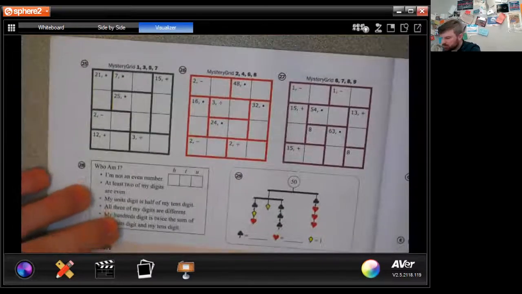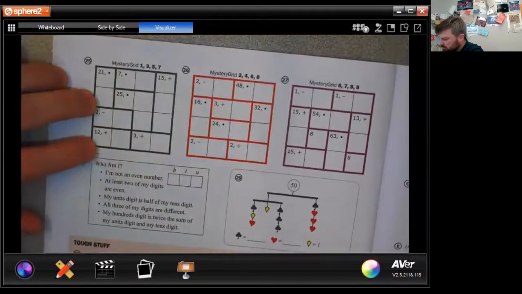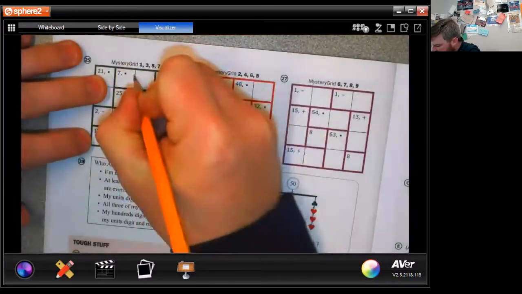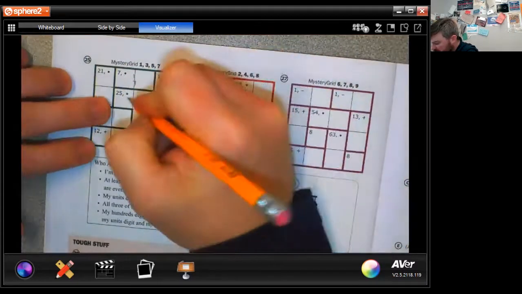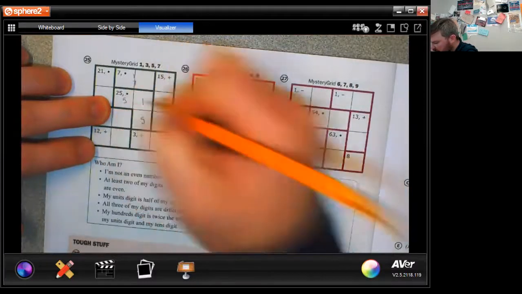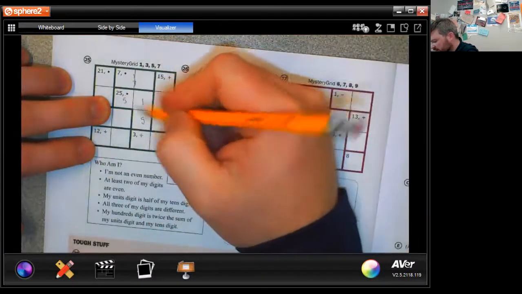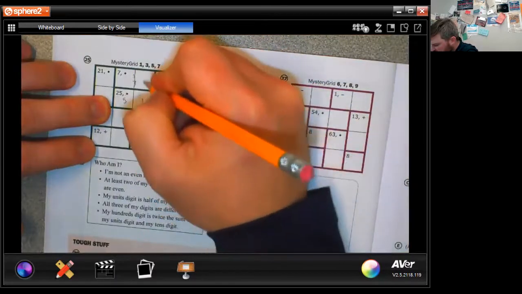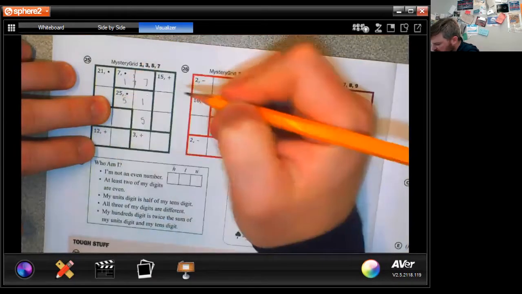Here we've got some mystery grids. Okay, so multiply to get a 7. That has to be a 1 and a 7. Multiply to get 25. I'm going to say 5, 5, and 1 there. And these are the same numbers, so they kind of have to be catty corner. A 1 is here, so this has to be a 7 and a 1.